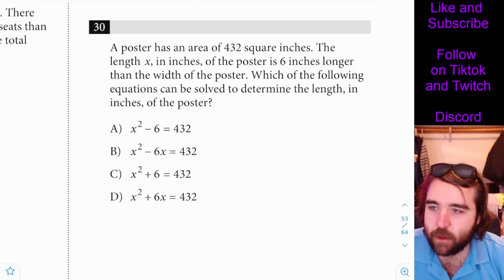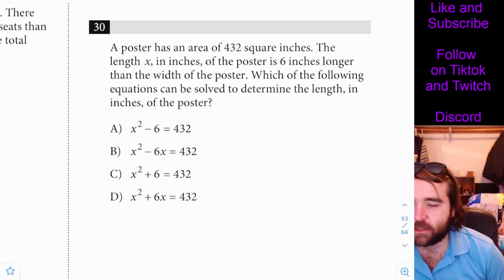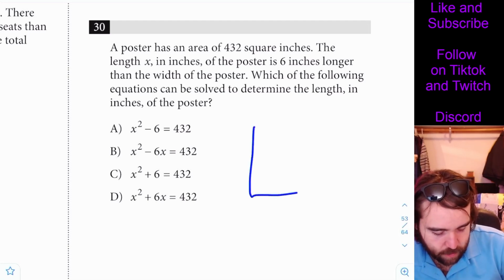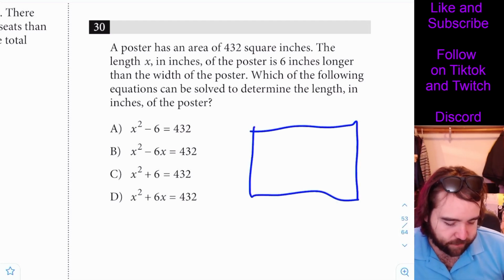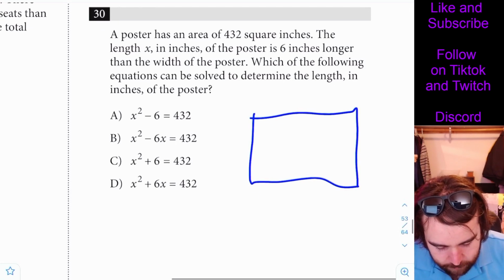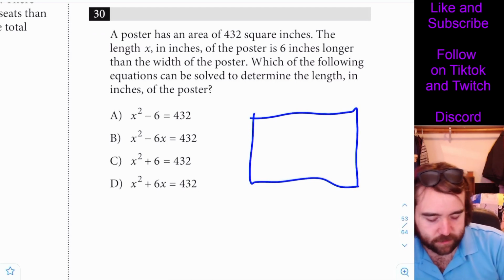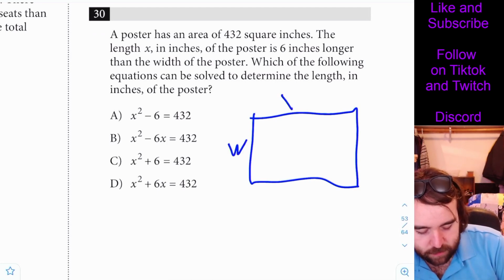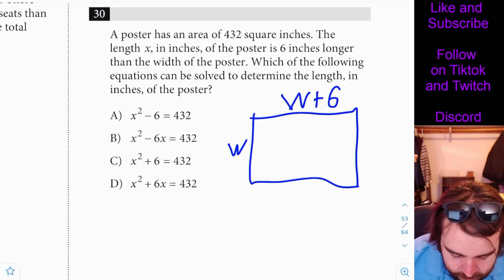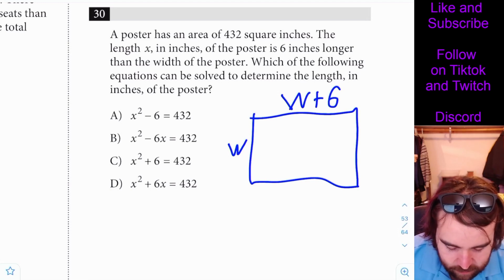A poster has an area of 432 square inches. That's a familiar number. The length x in inches of the poster was 6 inches longer than the width of the poster. Okay, so let's sketch it out real quick. And then we want to find the dimensions. Also, width and length are interchangeable, so you don't even need to think that hard. You can just write something like this. We could say, so the length is 6 inches longer than the width.